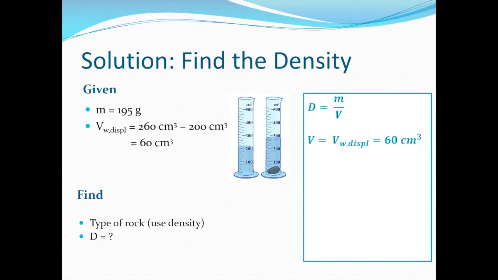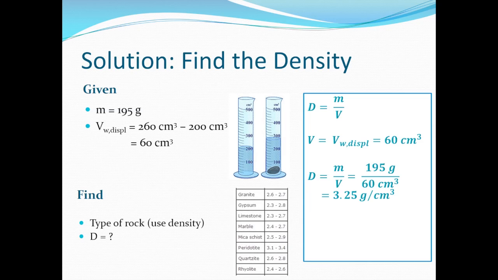Since the entire rock is submerged in this case, we know that the volume of water displaced must equal the volume of the rock. That means the volume of the rock is 60 cubic centimeters. Now that we know both mass and volume of the rock, the rest of the problem is very easy. We just plug the numbers into our formula and calculate the density. The density is 195 grams divided by 60 cubic centimeters, which gives us 3.25 grams per cubic centimeter. If we look at the table we were given with the densities of the different rocks, we see that the density of our rock falls within the range for peridotite.